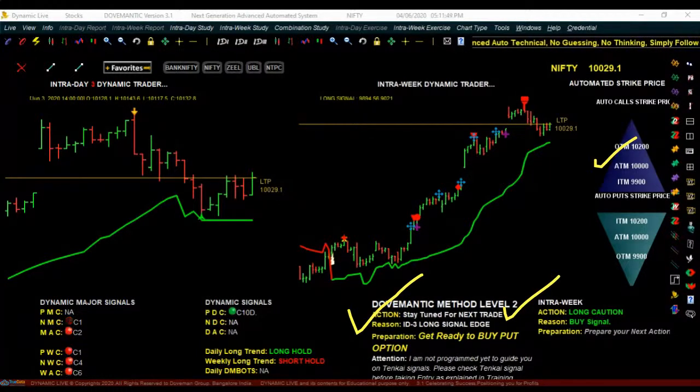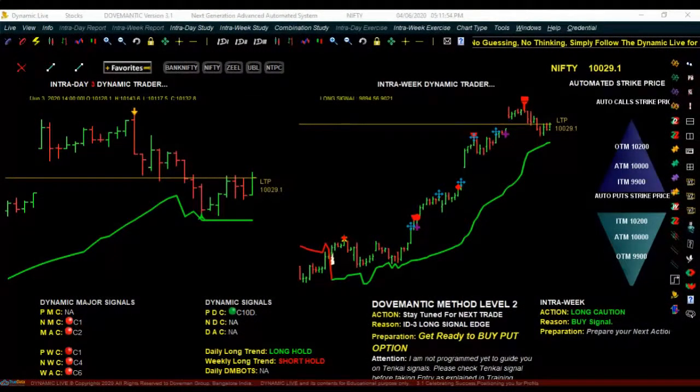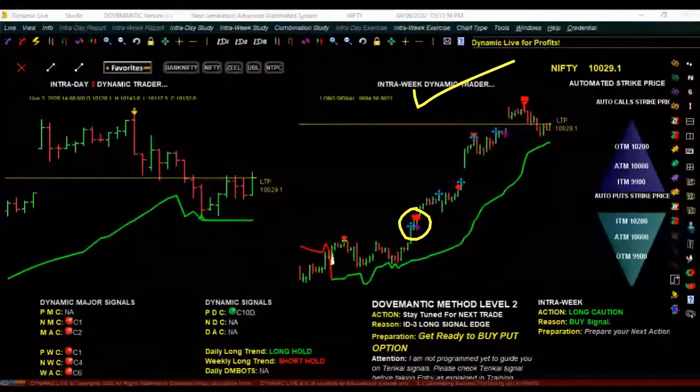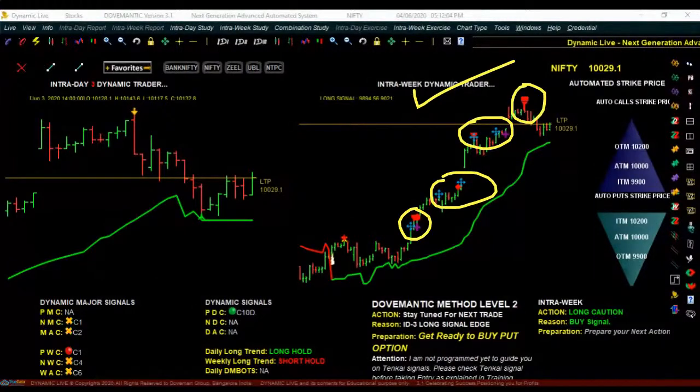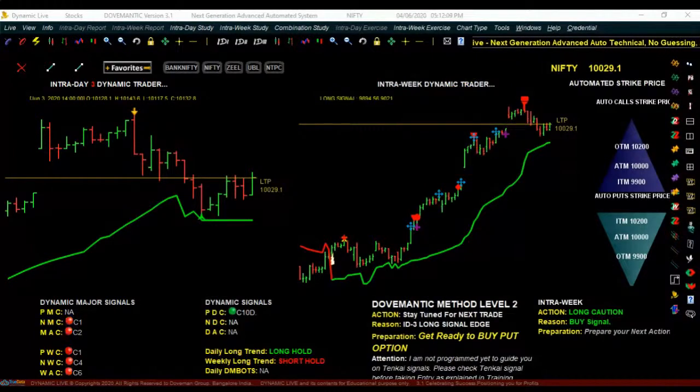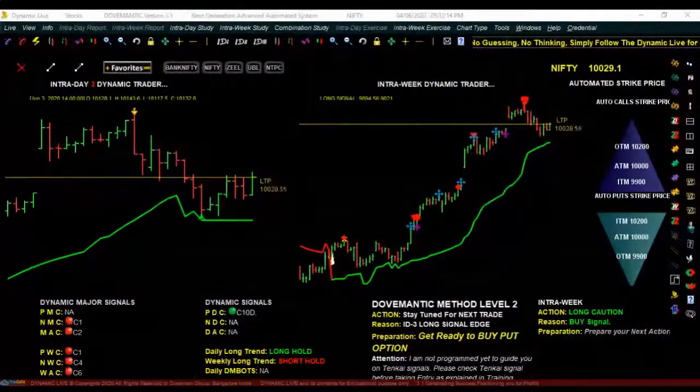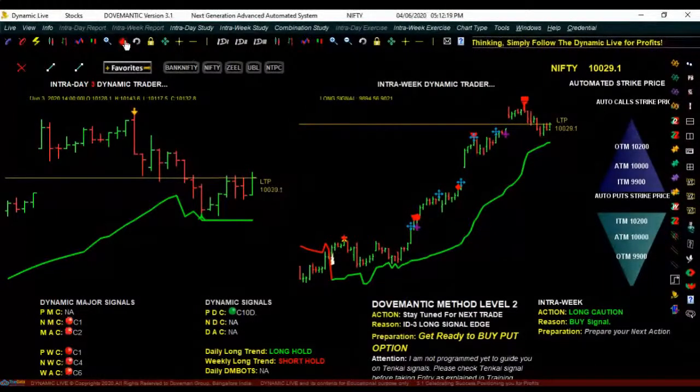But along with this, there is one more simple point that you have to add. You can see here in this intra-week chart, as the price keeps moving, there are a lot of symbols that keep appearing time and again. It could be either a dynamic system caution, or it could be a DMBOT symbol. Whichever symbol it is, whenever a symbol appears in the intra-week chart, it means secure your profit. Whatever symbol appears, just secure your profits. Now how to secure your profits? Let me give you an example. For that, let me show you this.